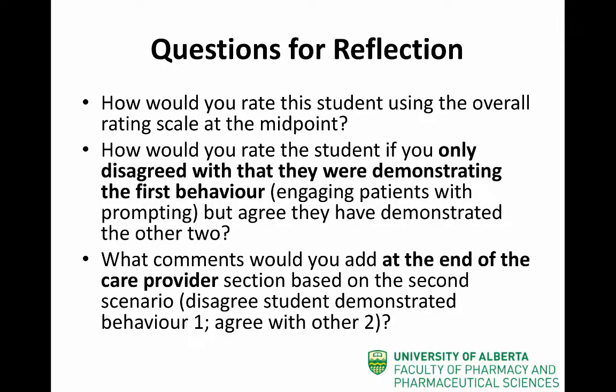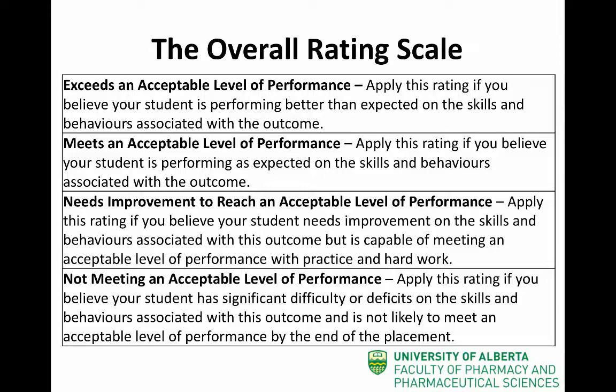And then finally, what comments would we add to the end of the care provider section? Well, we would add comments about the 2 that we disagreed on, or the 1, whichever scenario it happened to be. So the comments would orient the student towards needing to work on engaging patients with prompting and responding to patient cues. And again, that's a pretty straightforward connection. And we're trying to create that automatic systematic connection between the reasons for categorizing students based on the overall rating scale and the list of behaviors. Once again, this is the review of the overall rating scale, which is applied to each of the outcomes, which is informed by reviewing the list of behaviors associated with each outcome.